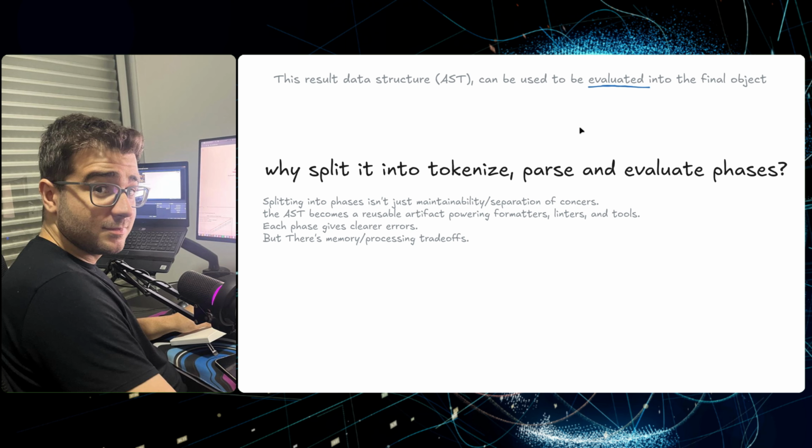And we have some challenges behind the usage of tokenizing, parsing, and evaluation phases, because we are introducing basically two different data structures. The first one is the list of tokens, and the second one is the AST, the abstract syntax tree. And this is a problem because we need to store those items in memory, so we consume more memory, and as we have separation of concerns, we may have more processing time associated with that.